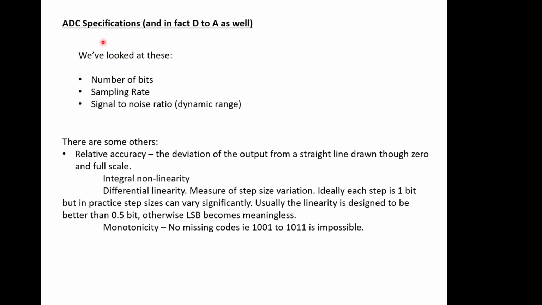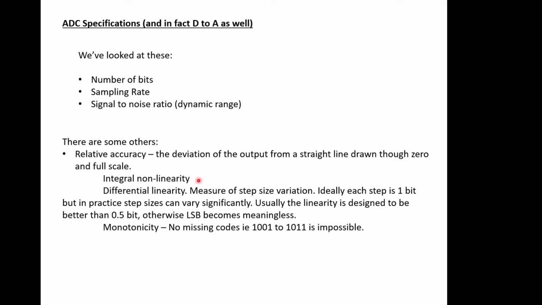So just some basics then. We've looked at these types of specification: number of bits, sampling rate, and the signal to noise ratio, which allows us to get a good idea of the sort of performance we might get out. There are some other things that we just really briefly need to discuss. The relative accuracy, that's the deviation of the output from a straight line drawn through 0 and full scale, and we'll look at a picture of that in a minute.